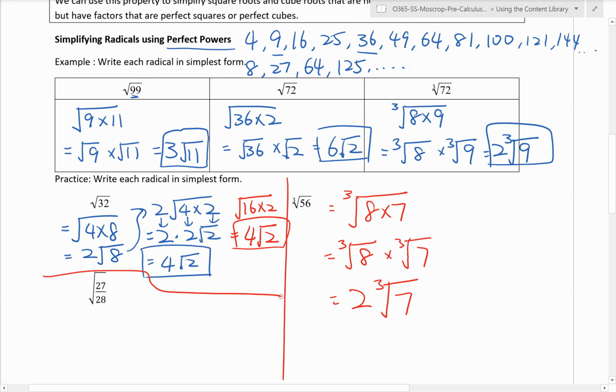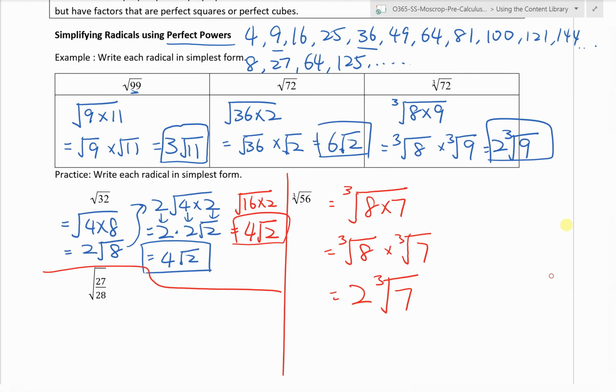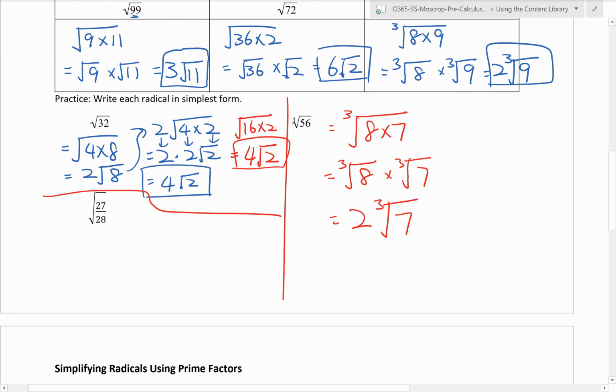Finally, the third example here, there's a fraction now. I don't know if you know how to deal with it, so I'm going to show you. What we can do is look at them separately. So we have the square root of 27 and the square root of 28.